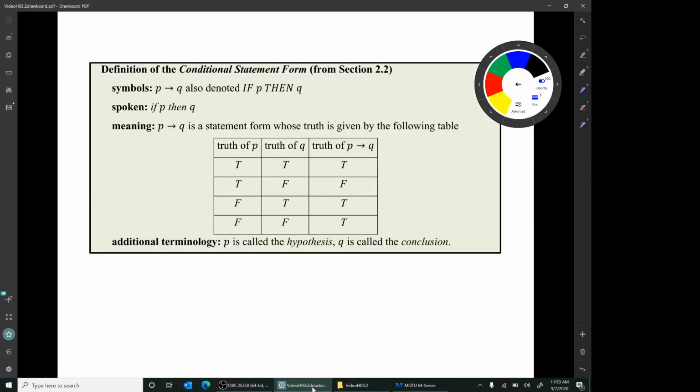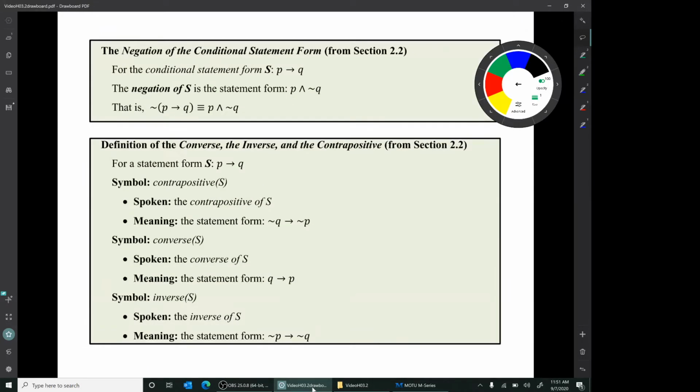And we'll be working a lot with conditional statement forms. Remember the conditional P arrow Q, which is also spoken if P then Q, has this truth table. The only time that if P then Q is false is when P is true and Q is false. In all other instances, if P then Q is true. And we'll be negating expressions that include conditional statements.